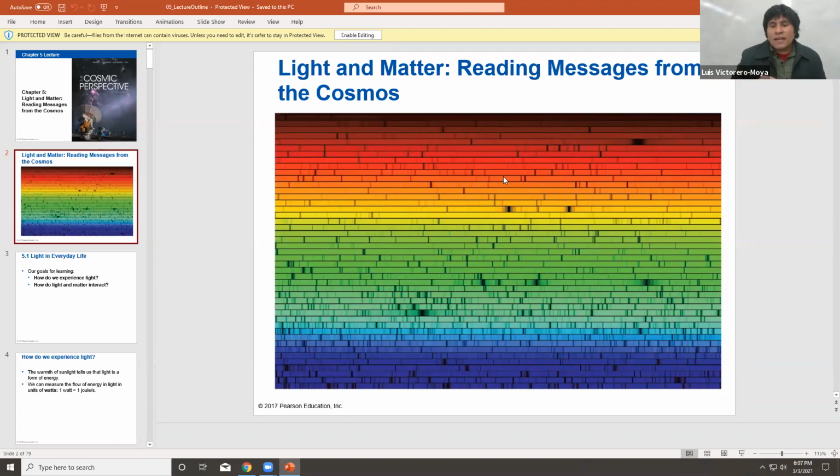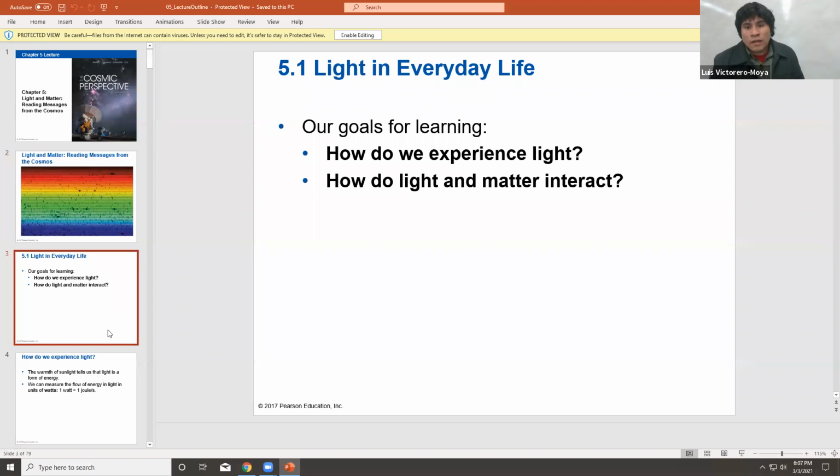So we can study that using emission and absorption lines. Okay, so how do we experience light? By, for example, feeling or looking at the sun. How does the light interact with matter? By looking at other objects. Objects reflect light. So normally you will see that colors are basically emissions of wavelengths.